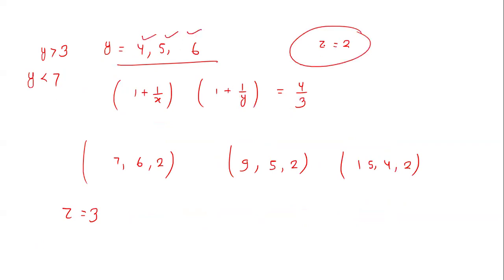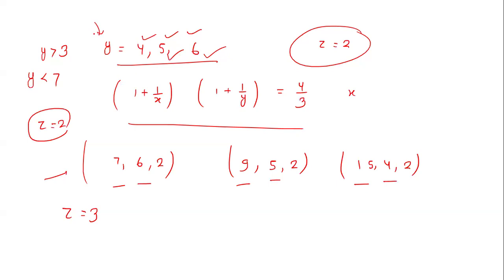Now this is for z is equal to 2. Now we have this equation. So you can put y is equal to 4 and you get the value of x. You put y is equal to 5, you get x, and then you put y is equal to 6, you also get x. So if you put 4, then you get 15. If you put 5, you get 9. If you put 6, you get 7. So these are three solutions for z is equal to 2 and y is equal to 4, 5, 6.